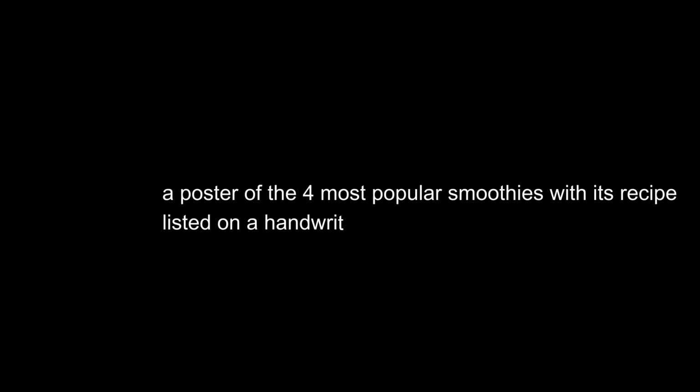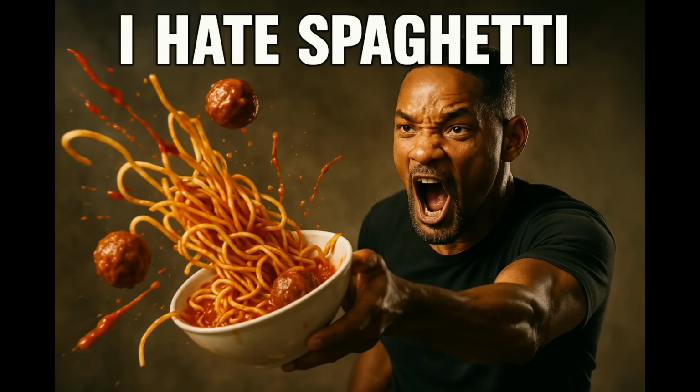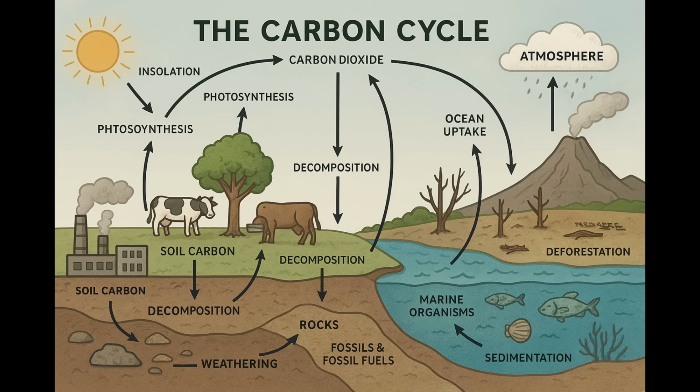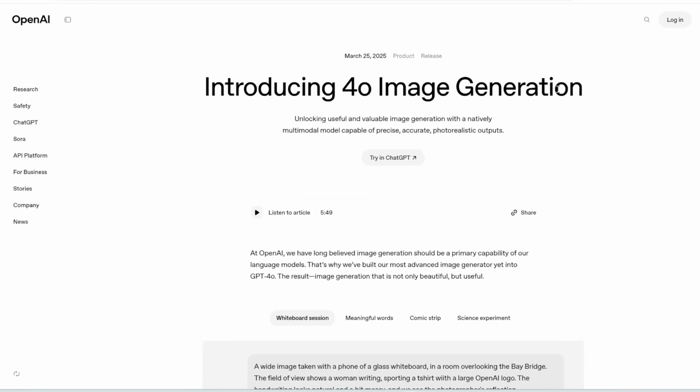What about a poster of the 4 most popular smoothies with a recipe listed on a handwritten card in front of it? Oh my god. This is insane! This is by far the most impressive AI image generator I've used yet. It's not even close. So OpenAI just dropped the image generation capability for their 4.0 model.